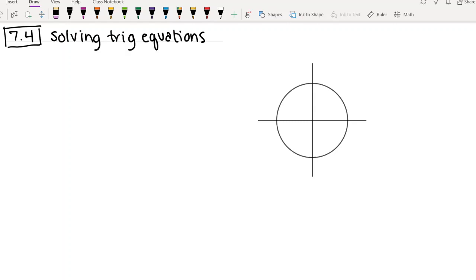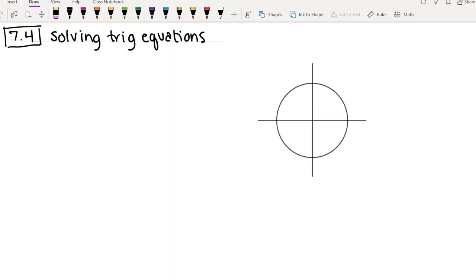Hey everyone! So in this video, we're going to be continuing to talk about solving trigonometric equations. However, unlike in yesterday's video, today we're going to be doing examples where you actually do need to use a calculator. So in yesterday's video, we were solving things like sine of x is equal to 1/2, or tangent of x is equal to -1.